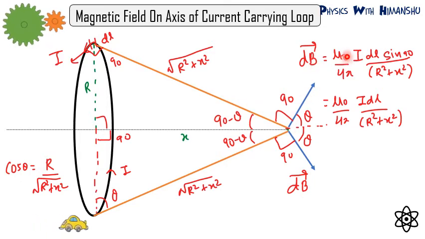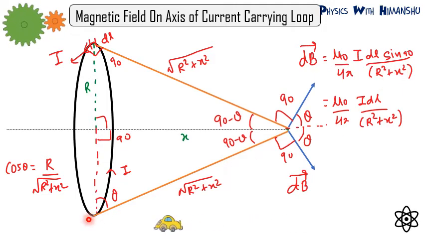Magnetic field will be mu naught by 4 pi I dl sin 90, because the angle between this r and l is 90 degree. So sin 90 is 1, divided by r square. R square is the distance between the point and the length element. If you square this thing, it will come out to be r square plus x square.